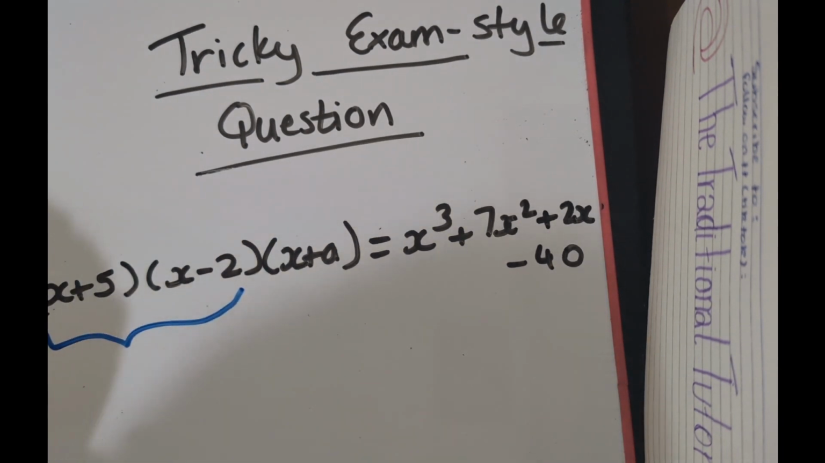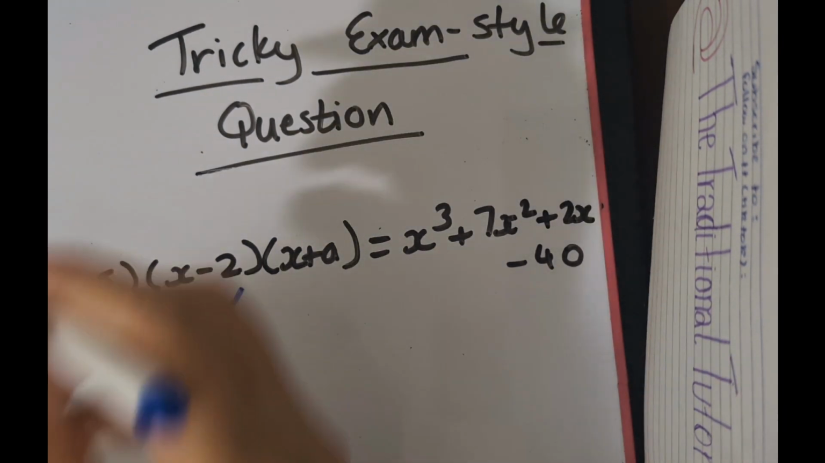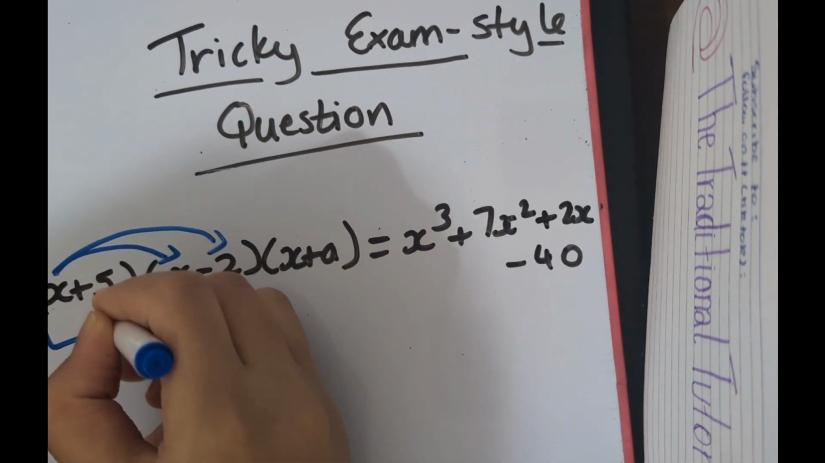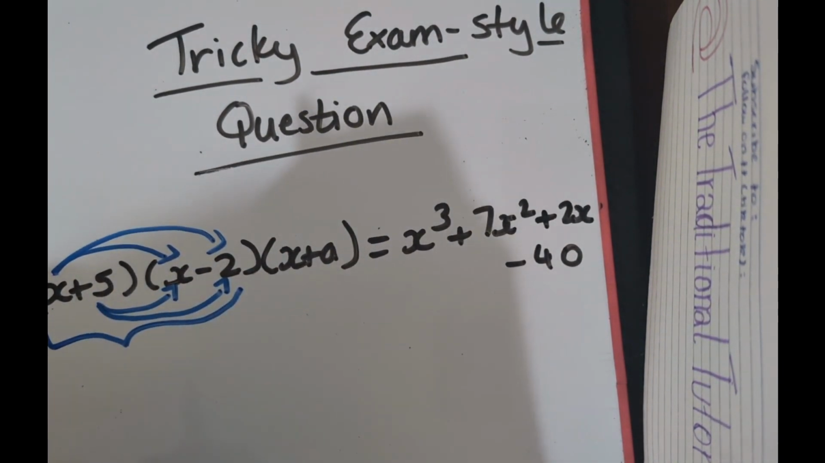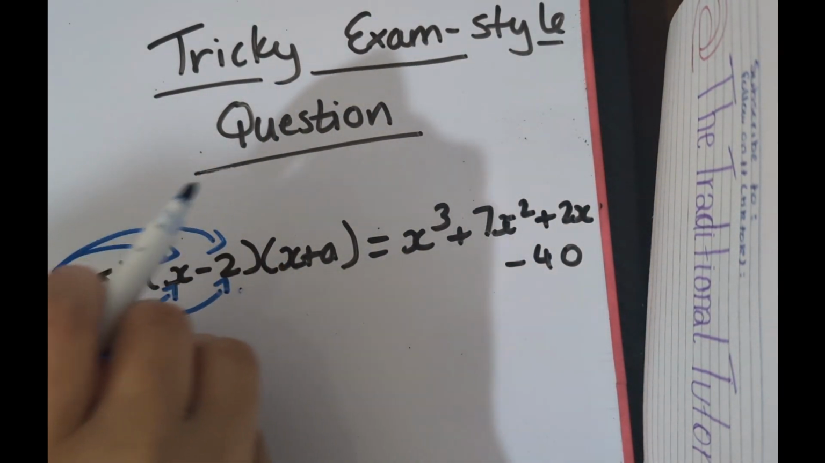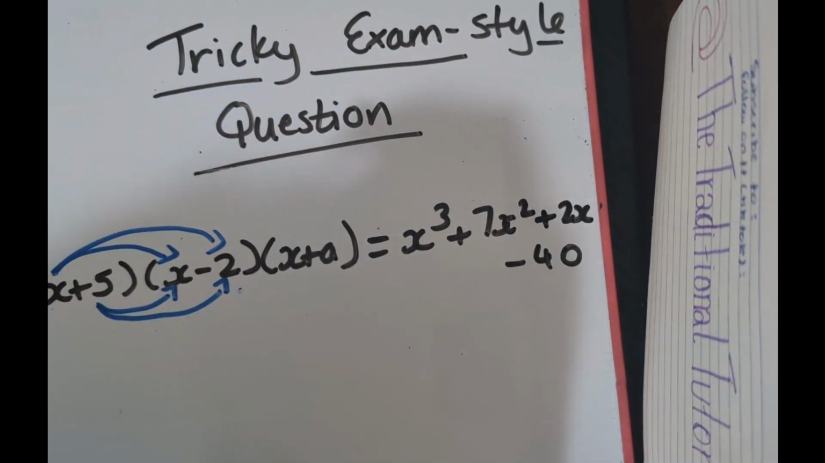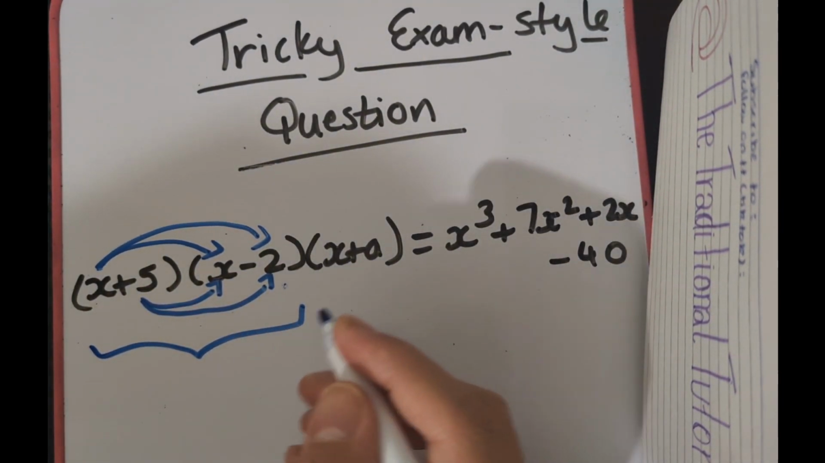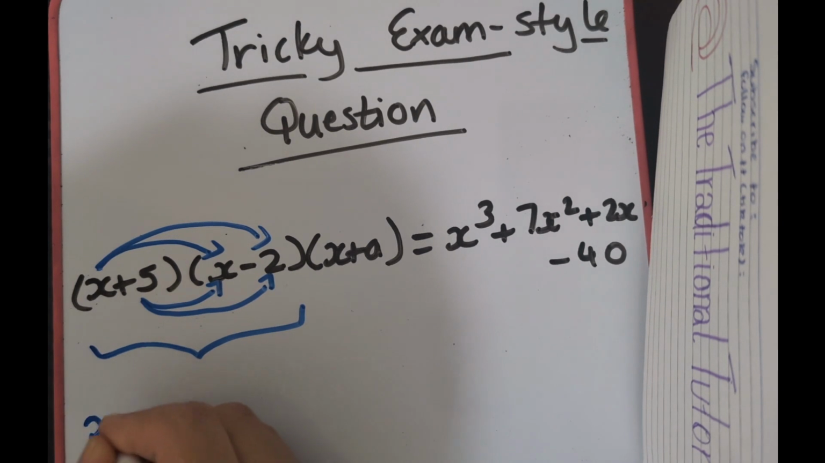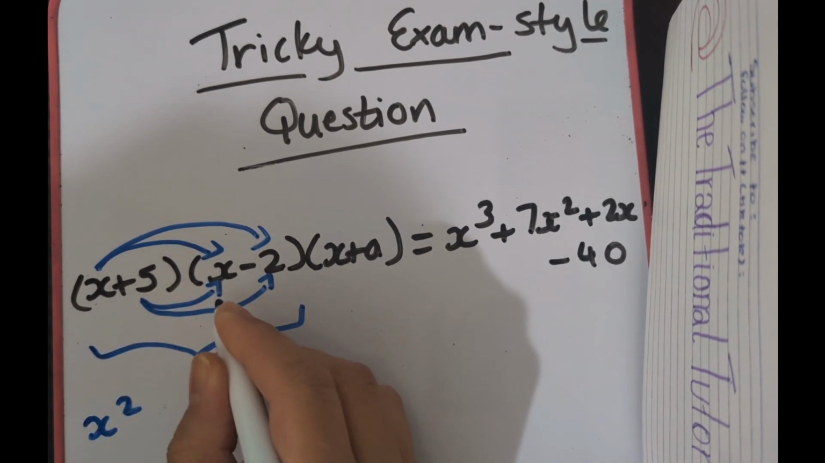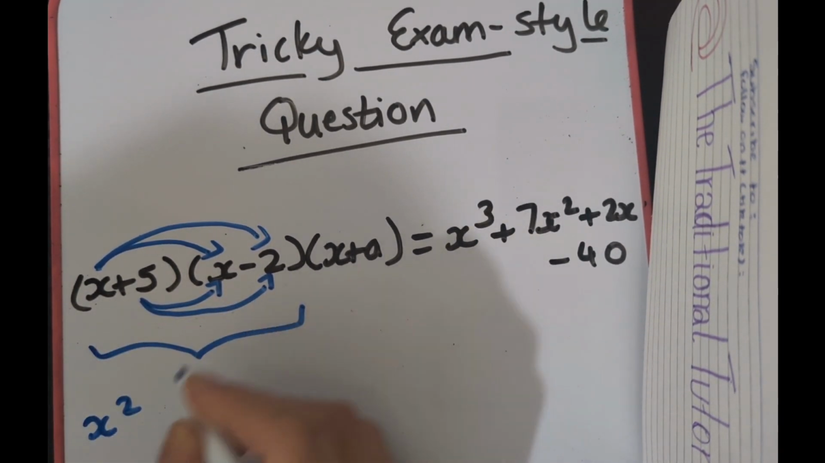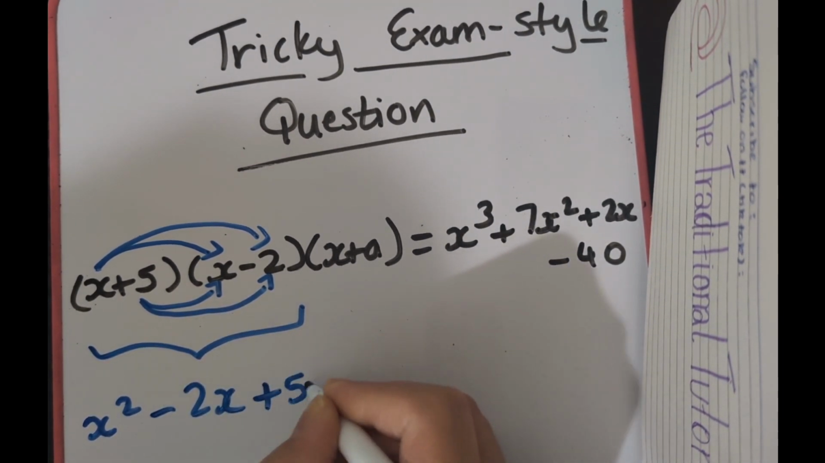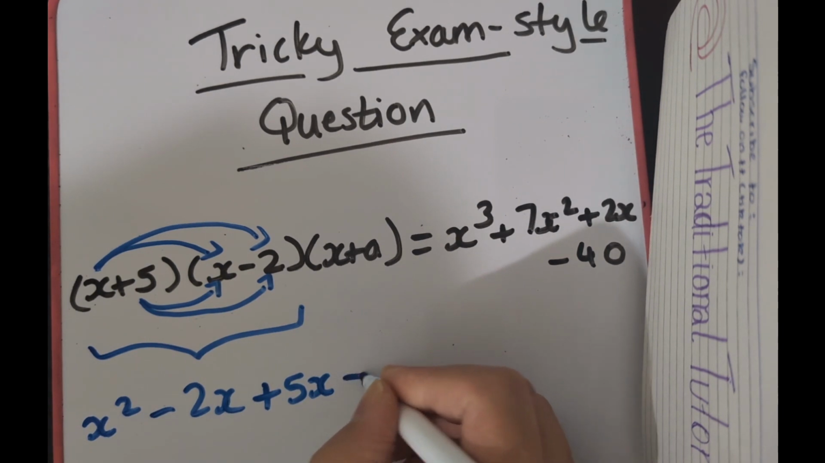So x plus 5 times x minus 2. I'm just going to draw my arrows in the following way, and I'll move this little squiggly line a little bit further down, as follows, and then actually expand it. So I've got x times x squared, x times negative 2 gives me negative 2x, plus 5 times x gives me plus 5x, plus 5 times negative 2 gives me negative 10.